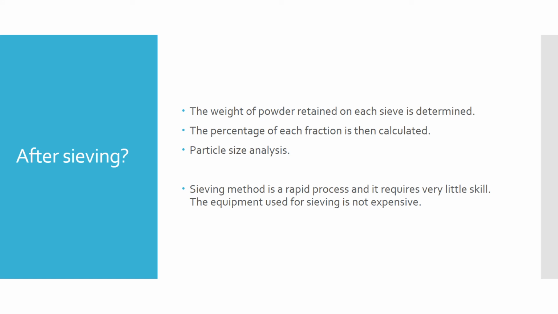So what needs to be done after sieving? You already know. You need to weigh the amount of material retained on each sieve, calculate the percentage of that, and perform particle size analysis. You need to calculate on which particular sieve number maximum amount of powder is retained, and you can conclude that out of the entire batch maximum particles are of that size. So in general, sieving method is a rapid process. It is very fast and it doesn't require any technical expertise, and the equipment of sieving is least expensive out of all the 4 techniques that I showed you in the front slides.